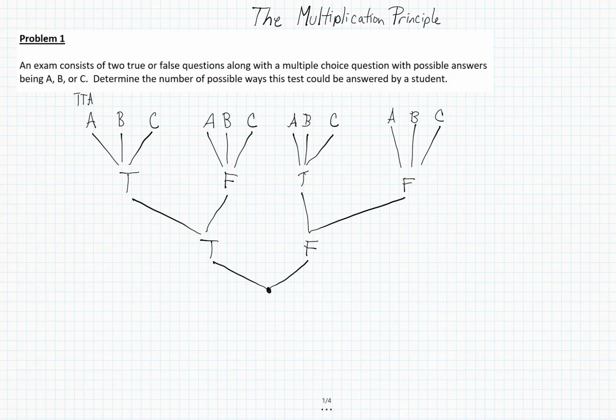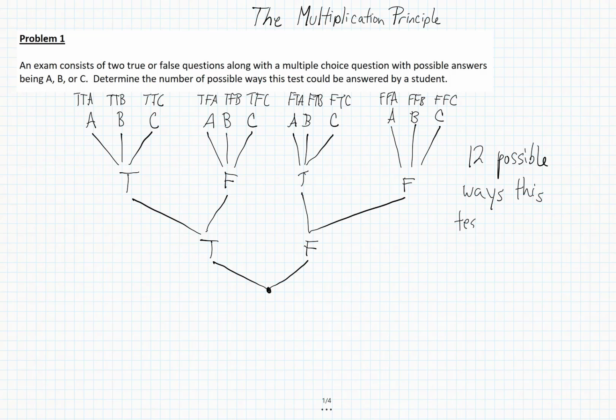So for the first case, we had true, true, A as one of the possible scenarios, then true, true, B, and then true, true, C. And then we could do a true, false, A, true, false, B, true, false, C. And we can continue in this manner. We get the false, true, A, false, true, B, false, true, C, false, false, A, false, false, B, and false, false, C. And that's all possible outcomes that we have. And if you count them in total, we have 12 possible outcomes or possible ways to actually answer this test.